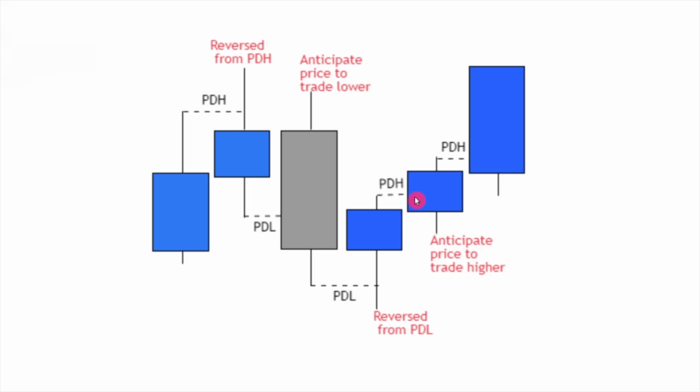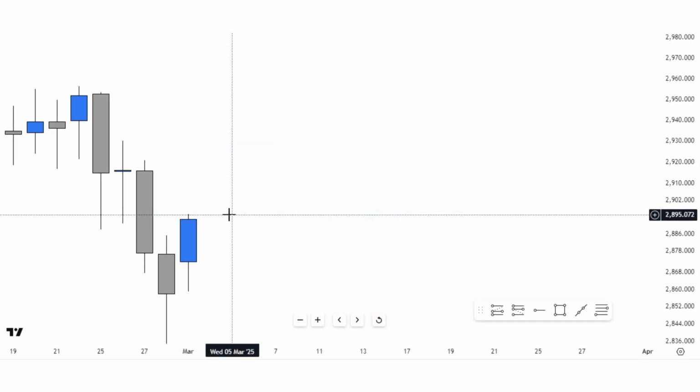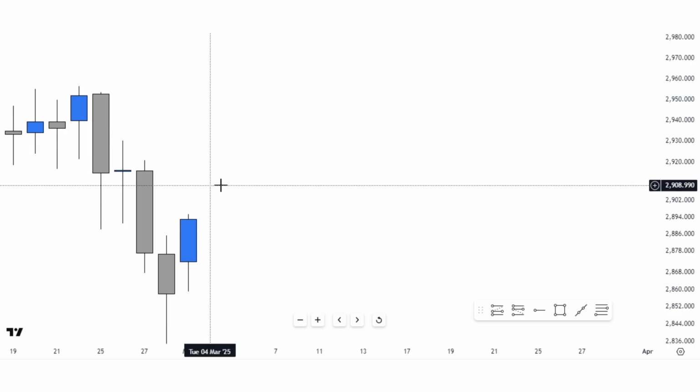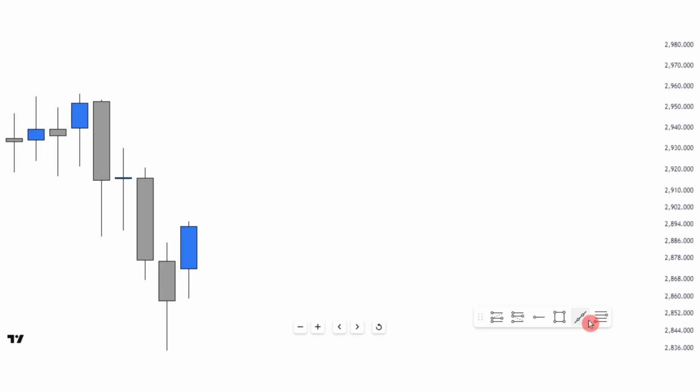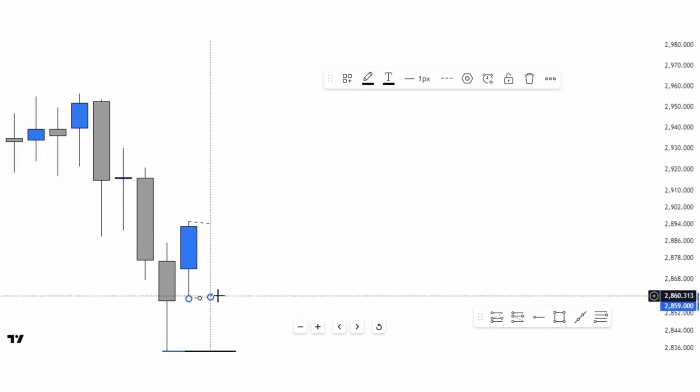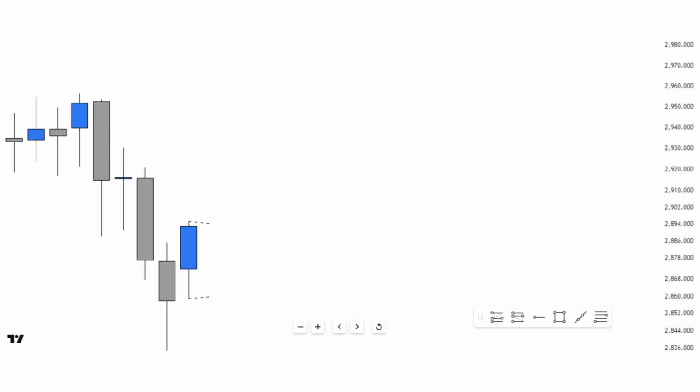With the framework in mind, let's jump onto the charts and walk through several examples so you can see exactly how this plays out in real time. Okay, here we are on the charts, and we're looking at the gold pair, specifically on the daily time frame. Let's see how price plays out and what price is opting to do next. We have a prior day high here, and we have a prior day low. Now let's see which direction price goes.